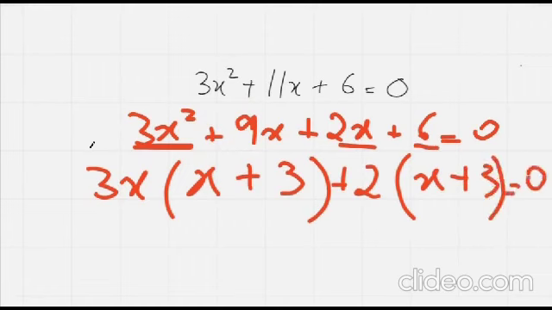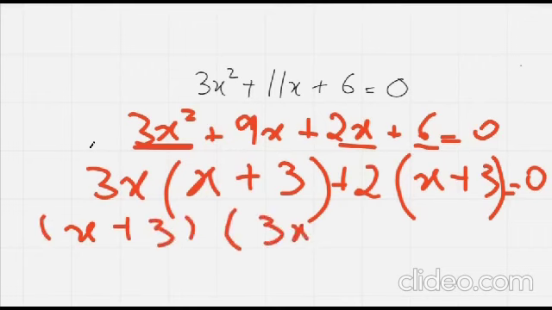and equate it to 0. Now what we have to do is that we have these two brackets we can see over here. You have to keep in your mind that this x plus 3 bracket is always going to be the same. So we're going to have x plus 3 times 3x plus 2 is equal to 0.